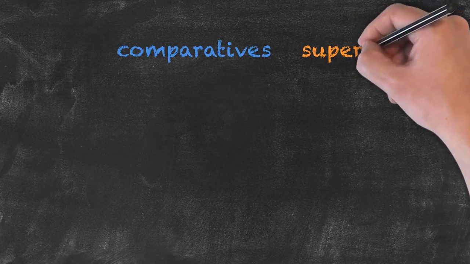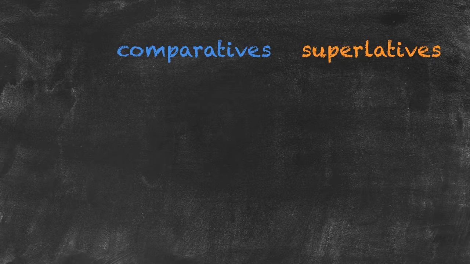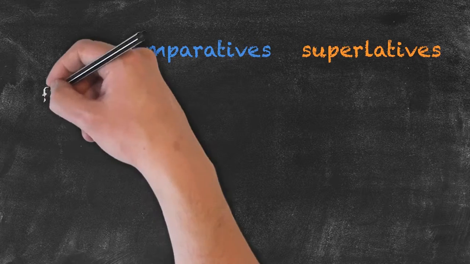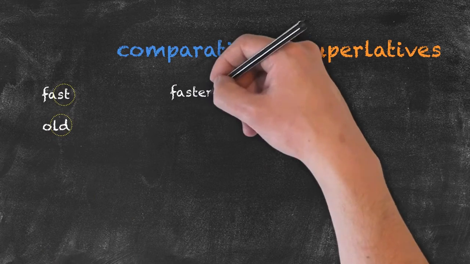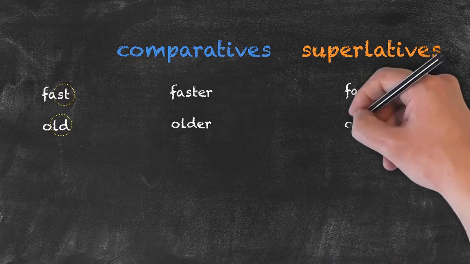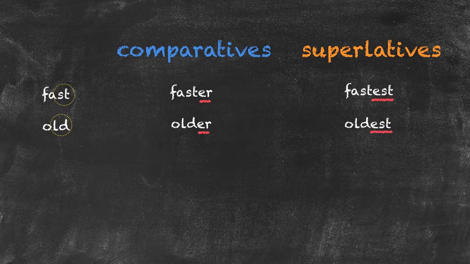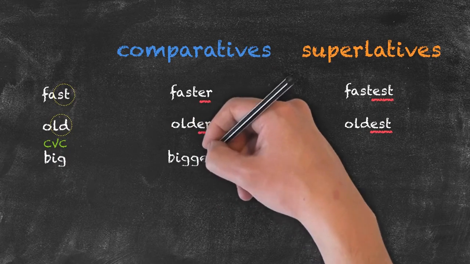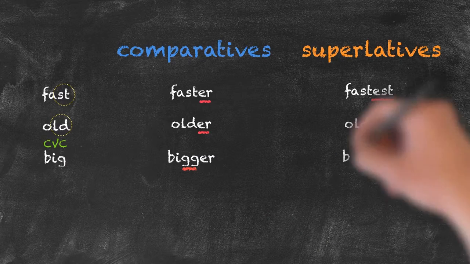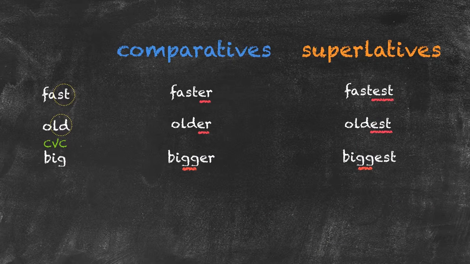When forming our comparatives and our superlatives, we always have to be concerned with spelling patterns. With one-syllable adjectives, such as fast and old, where we have two consonants at the end, we simply add our ER or our EST. However, with one-syllable adjectives where the pattern is consonant, vowel, consonant, we have to double our final consonant before adding ER or before adding EST.